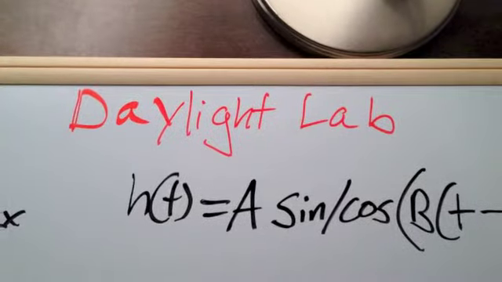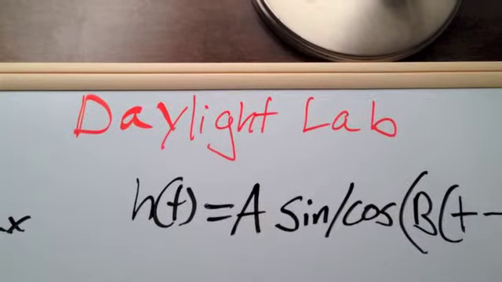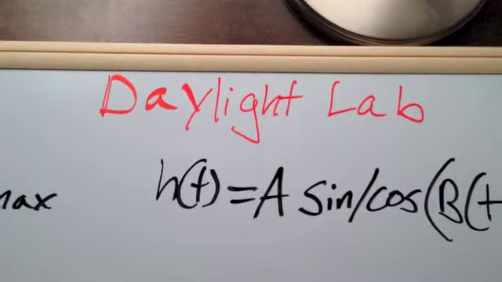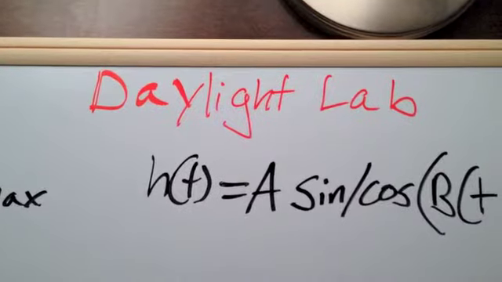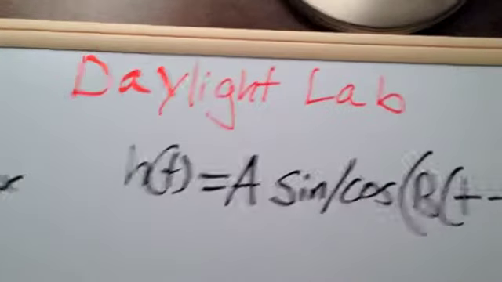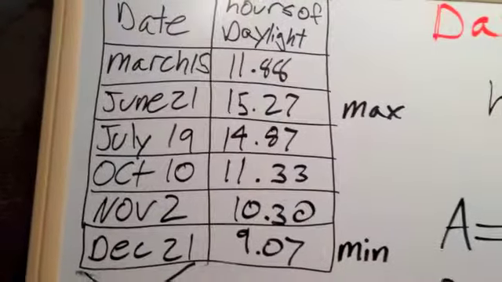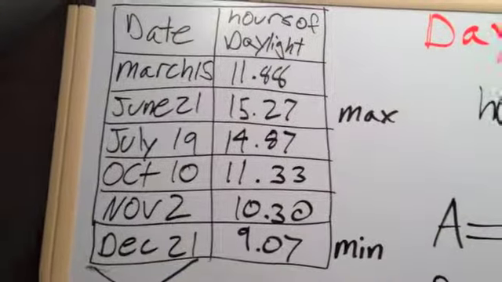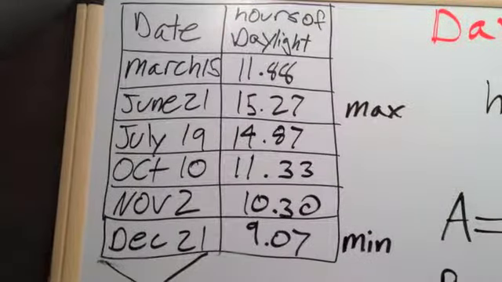I'm going to be talking about the daylight lab and finding the sinusoidal function that gives us the amount of daylight hours per day on any given day of the year. So we start with this table that has dates and hours of daylight, as you can see.